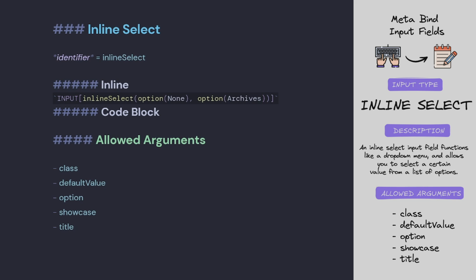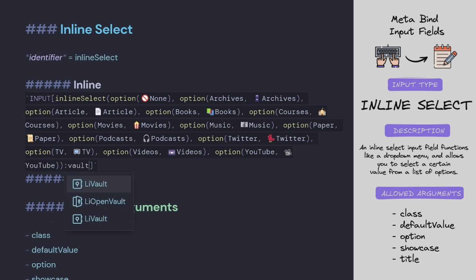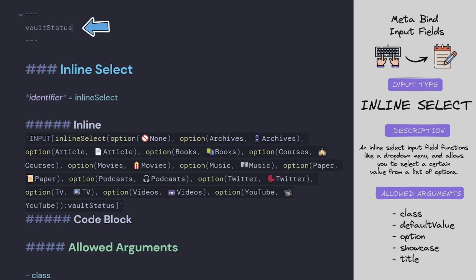I'm just going to paste in the rest of the options to save some time. So we have all our options added. We now need to bind it to a YAML property. So we'll put our colon followed by the name of our YAML property. In this case, it'll be Vault status. Then I'll put my 3 tags, add my Vault status YAML property at the top of my note.